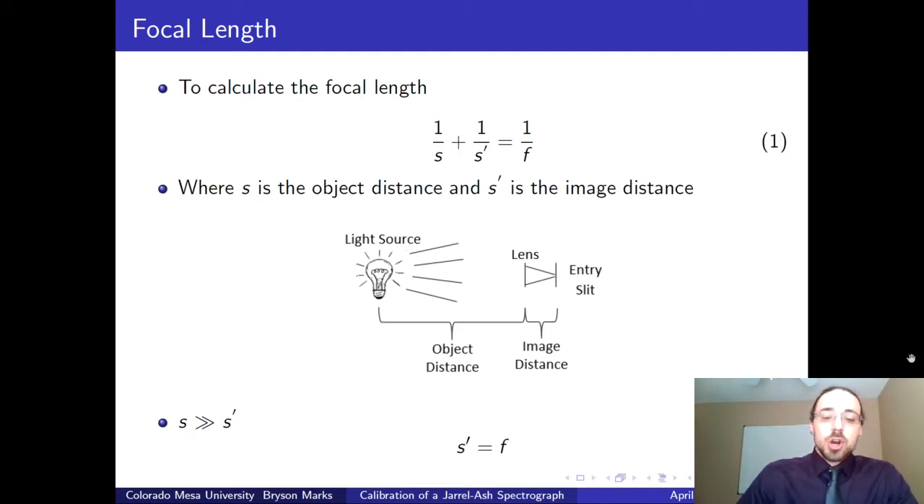Now, if you look at this cartoon here, we have a light source, a lens, and an entry slit. The distance between the light source and the lens is the object distance, and the distance between the lens and the point of focus, or the entry slit, is the image distance. Now, if the object distance is much greater than the image distance, then by equation 1, we can state that the image distance is the focal length.